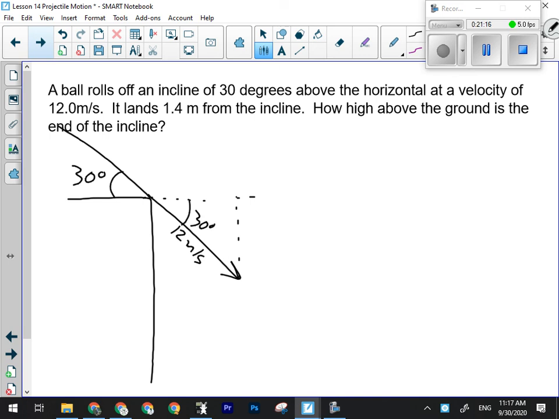This is still a 30-degree angle, below the horizontal this time. This side's still VI, this side's still V horizontal. Just our path is going to look like this, instead of an upward and then downward arc. I'll give you a few minutes on that one.